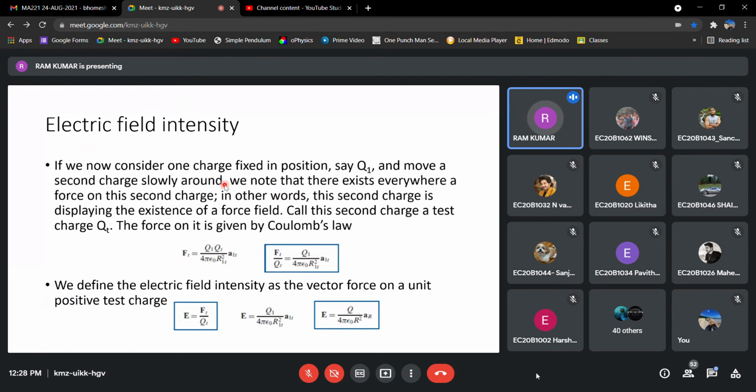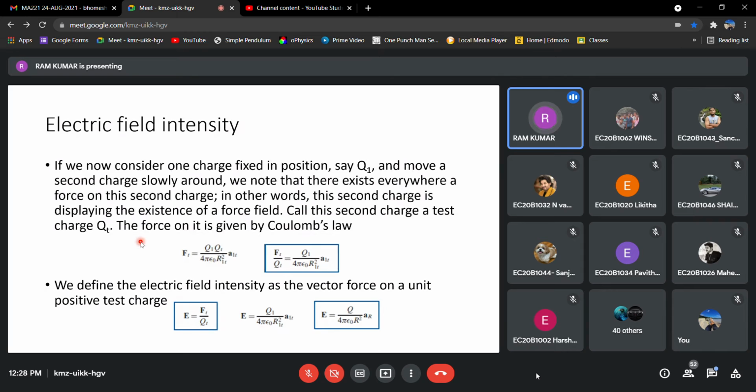So how do we experiment with this? Simply listen. We have one charge fixed in a position, say that it is Q1. And you have another charge, the second charge. You move it slowly around the fixed charge. We note that there exists everywhere a force on this second charge, the charge which we move around the fixed charge. So in other words, this second charge is displaying the existence of a force field. So we call this second charge a test charge, QT.